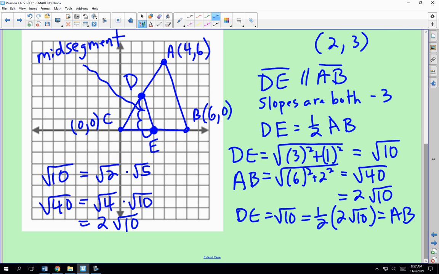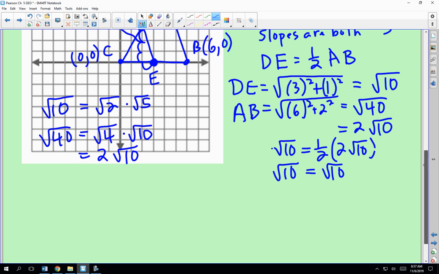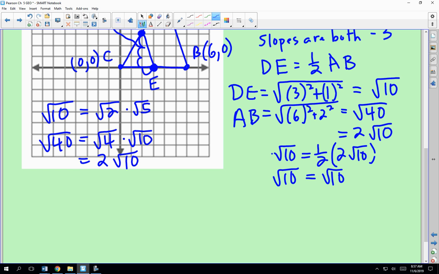So, big long run-on sentence in math, but DE is equal to root 10, right? 1/2 of 2 root 10 is root 10. 2 root 10 is equal to AB, I should say. So just think of it like this. Root 10 equals 1/2 of 2 root 10, and 1/2 of 2 is 1. So I've got root 10 equals root 10. So that proves it. The statement is that DE is equal to 1/2 of AB. So that's the midsegment theorem in all its glory.